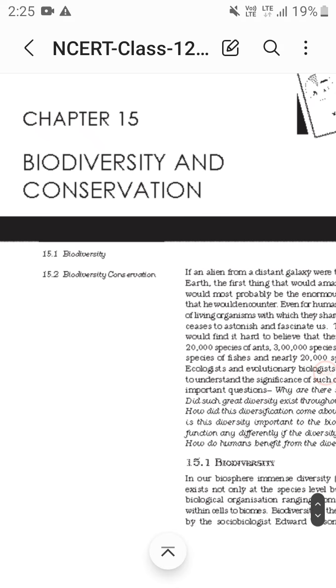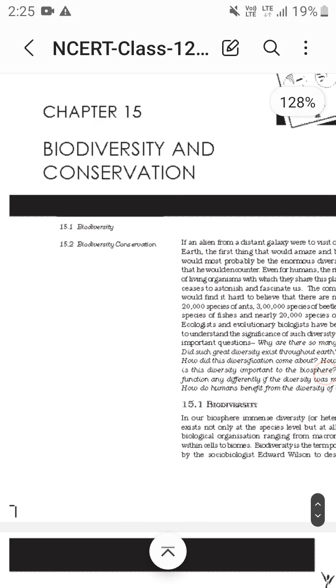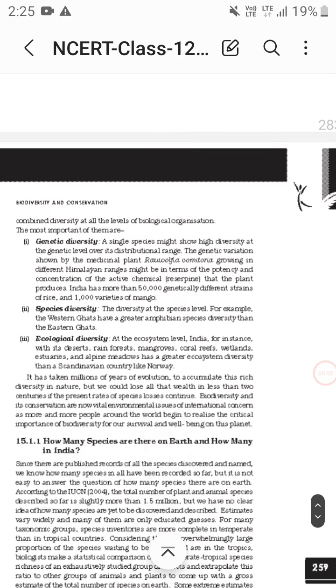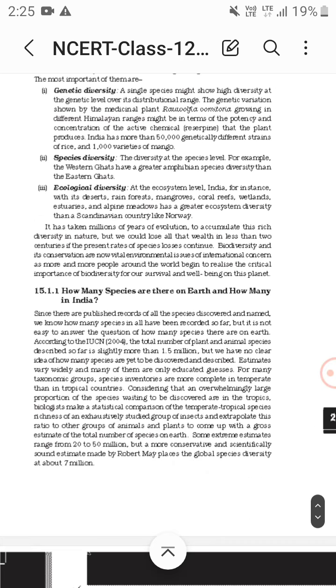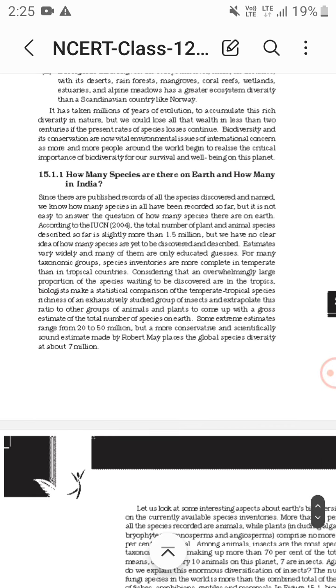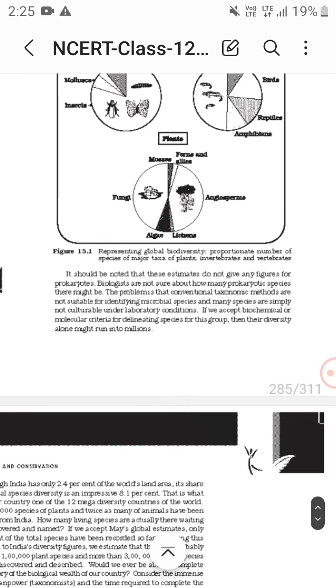Biodiversity and conservation. We study biodiversity and biodiversity conservation. So in biodiversity, we see genetic diversity, species diversity, ecological diversity. How many species are there on Earth and how many in India?